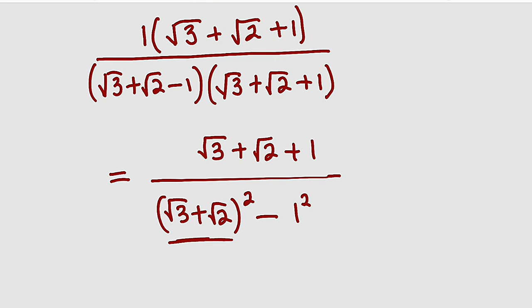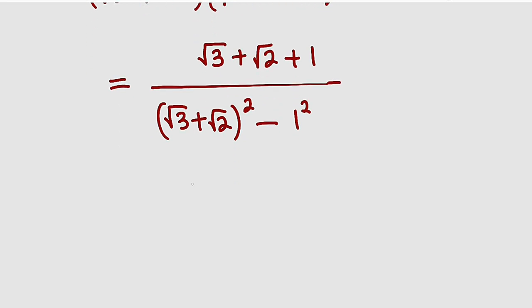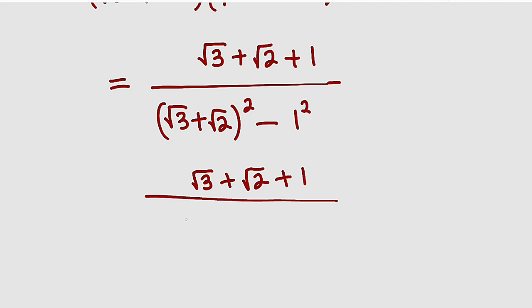Now let me expand this. The top will not change. We still have root 3 plus root 2 plus 1 divided by, this is binomial times. We take the first term, we square that. Root 3 squared is 3, plus. Take the second term, you square that. You're going to obtain 2. Then we add 2 multiplied by the first term multiplied by the second term. Multiplying these two terms together, you have root 6. Then minus 1 squared, which is 1.